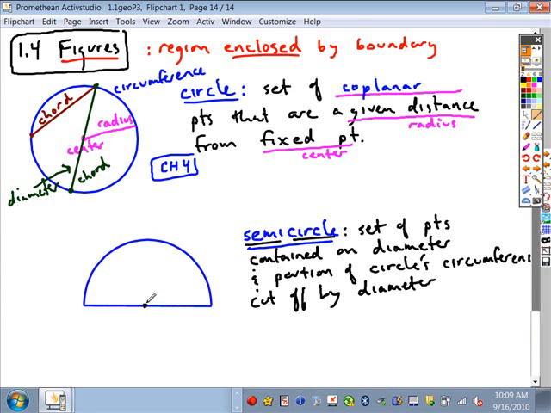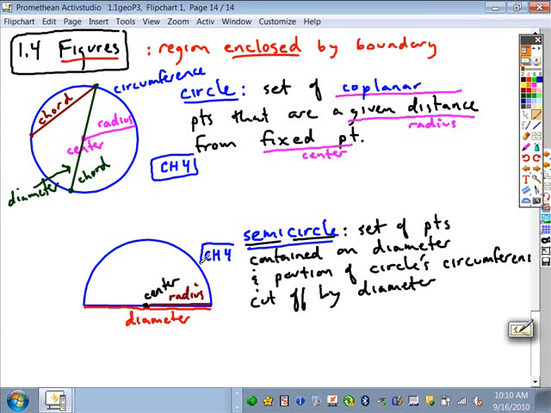So a semicircle is still going to have a center. It's still going to have a radius. And it's still going to have a diameter. It is the only figure whose center will lie on its perimeter. And once again, we'll talk more about a semicircle in Chapter 4. And this is all that you need to know as far as just the basic terminology of it.